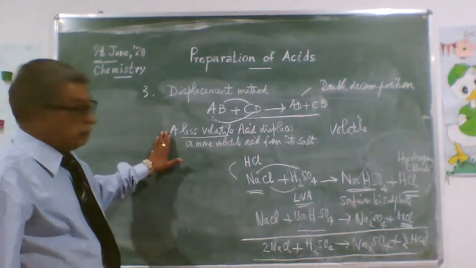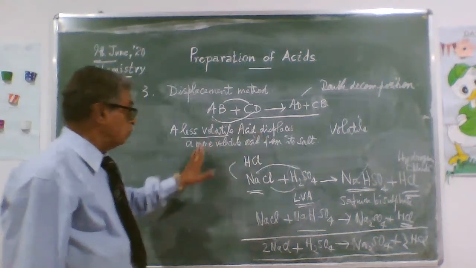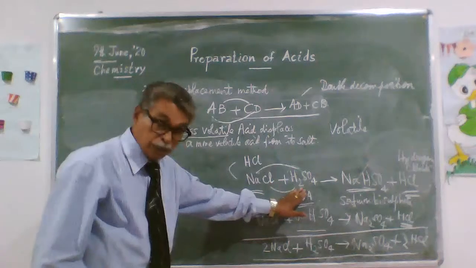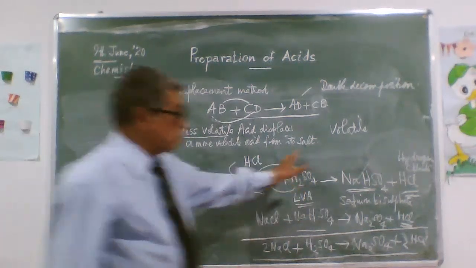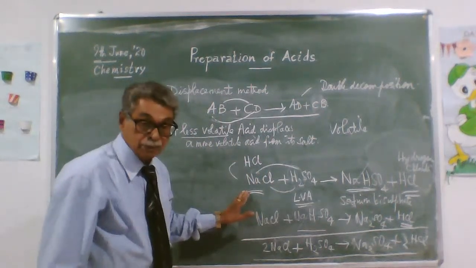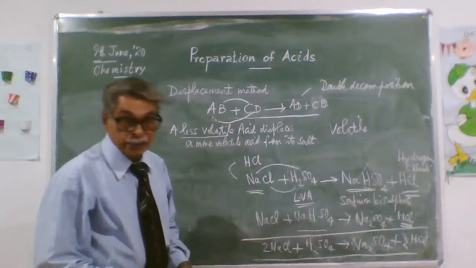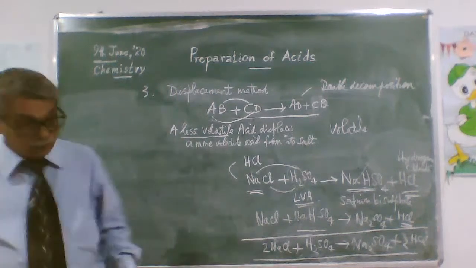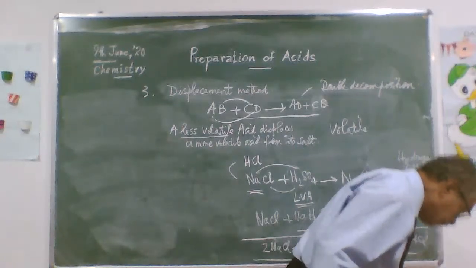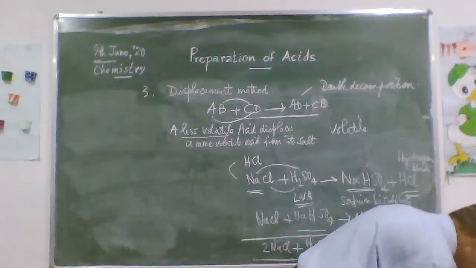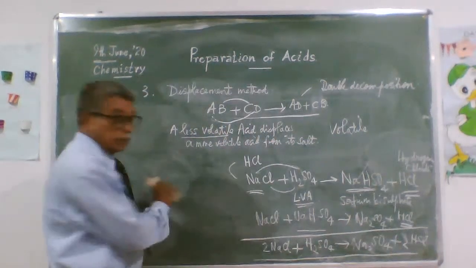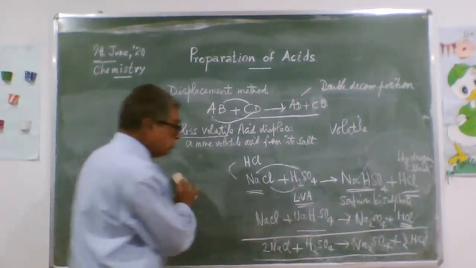A less volatile acid displaces a more volatile acid from its salt. Sulfuric acid is a less volatile acid. It displaces the more volatile acid, hydrochloric acid, from its salt. Okay? So this is another method of preparing acids. Can I remove it from the board? Okay, I hope you're taking it down.